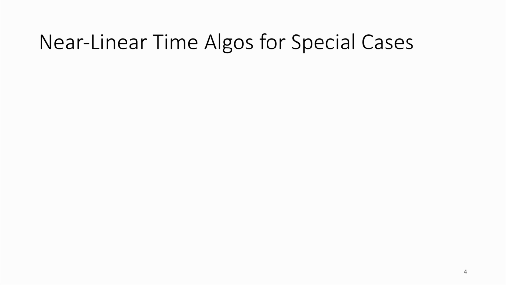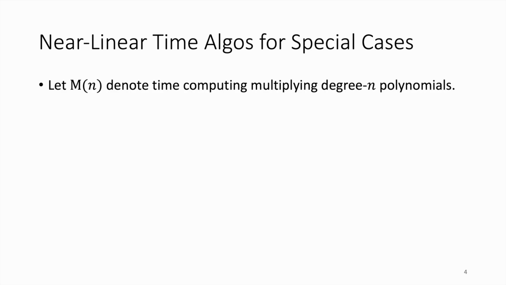What are the known results of this problem? First, let me talk about some near-linear time algorithms for special cases. I want to remark that in our video, near-linear time always means n times polylog n. First, I want to define a function M(n) denoting the time for computing the product of two polynomials. The specific value of M(n) may vary due to the mode of computation or the coefficient rings, but it's always near-linear time.